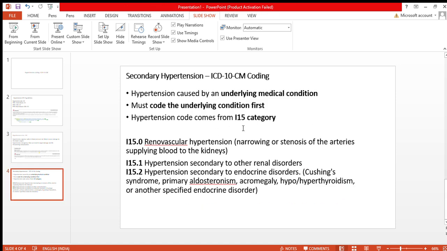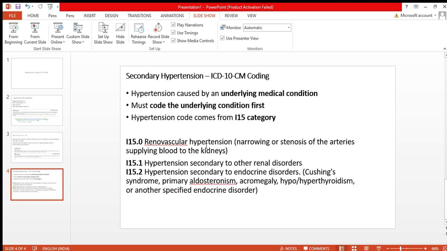Then the secondary hypertension. Secondary hypertension is hypertension caused by an underlying medical condition, so we must code the underlying condition first. The hypertension code comes from the I15 category. That means two codes are needed here: first the underlying condition, then the I15 series secondary hypertension code. These are some codes for secondary hypertension.